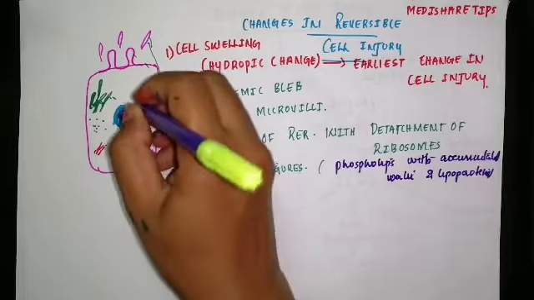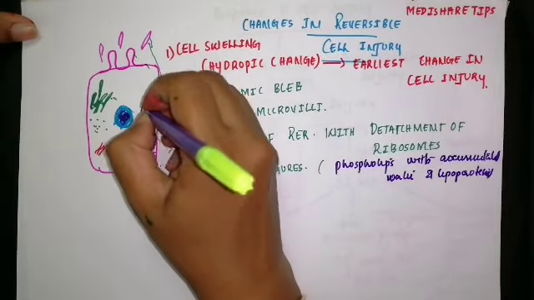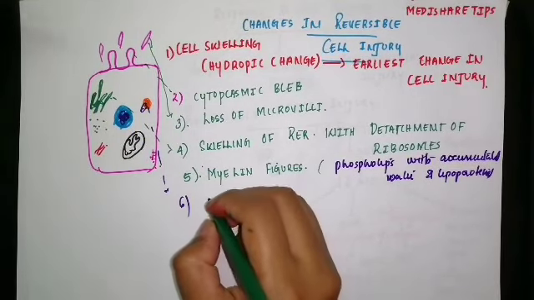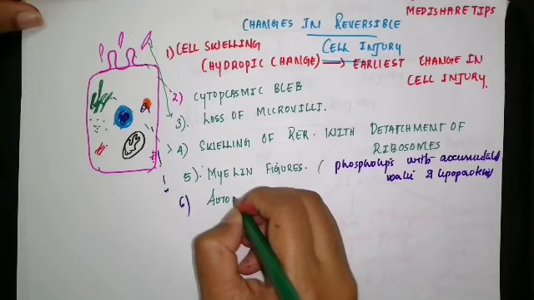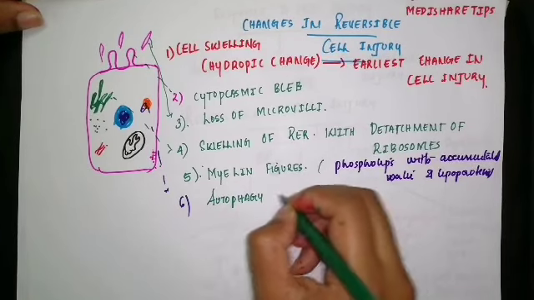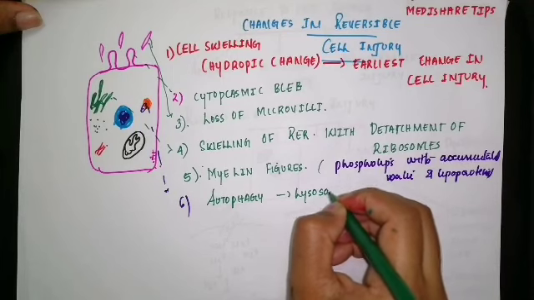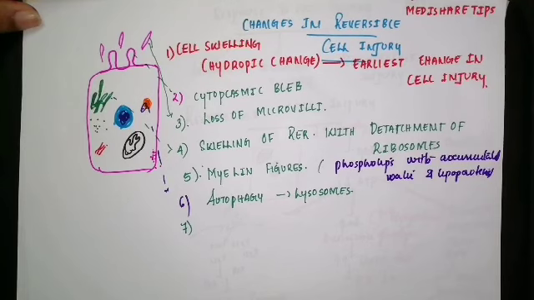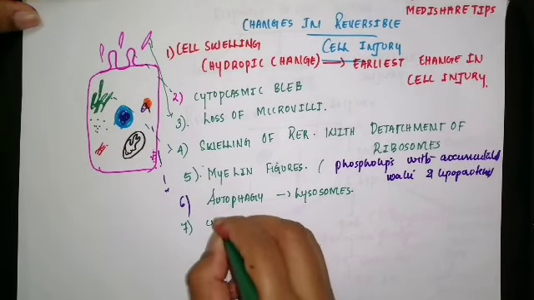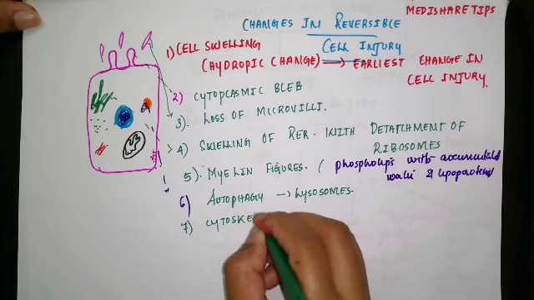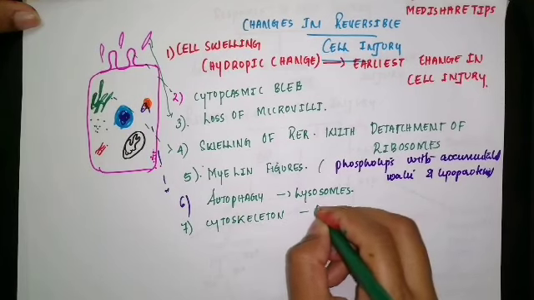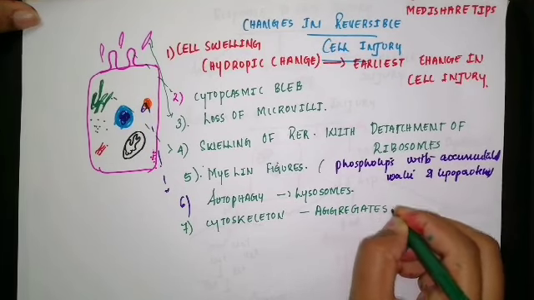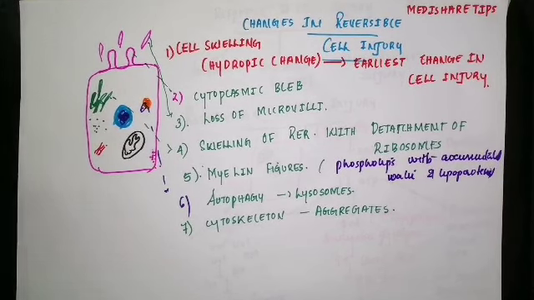And next, the lysosomes will exhibit a phenomenon which is called autophagy. It will start phagocytosing its own organelles. Autophagy of lysosomes. And the cytoskeleton forms aggregates. So these are the changes.